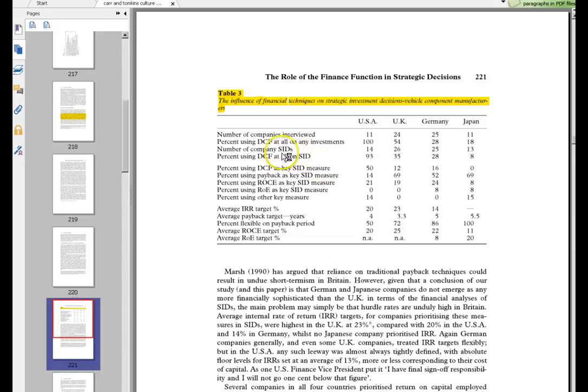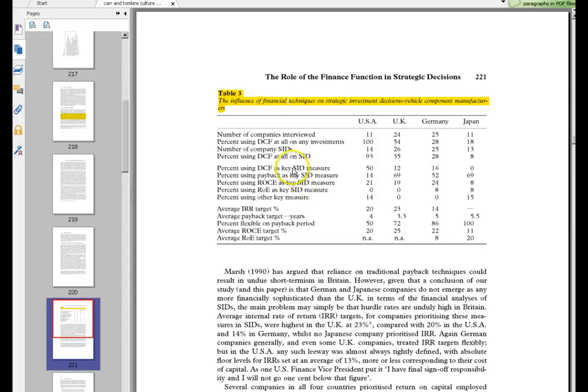And then SIDs are strategic investment decisions. The percent used at all on strategic investment decisions, well, in the US on 1 or 2 they had maybe used DCF. 93% said they'd, of the 11, in other words 10 out of the 11 said that they occasionally used DCF on a strategic decision. 35% in the UK, 28 and 8, only 8 in Japan.